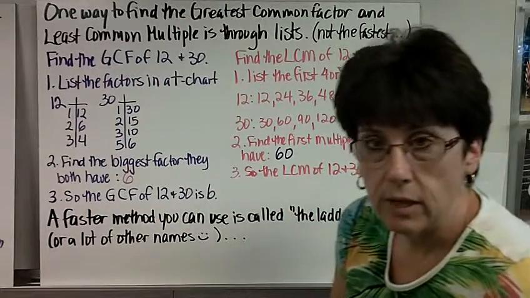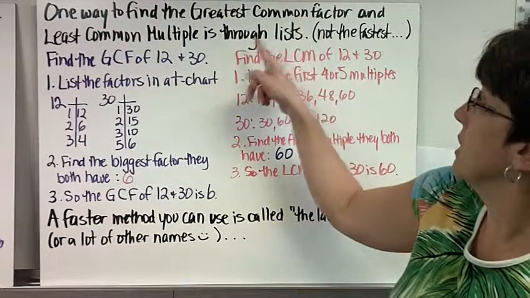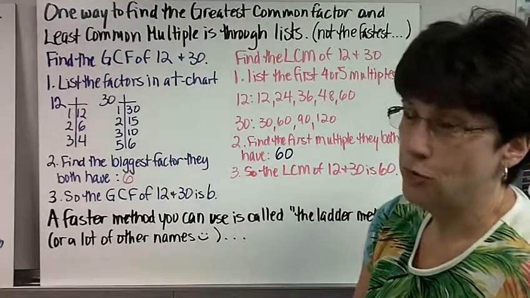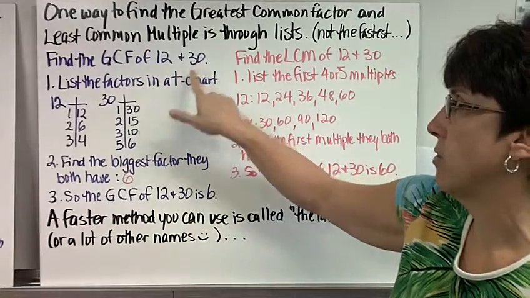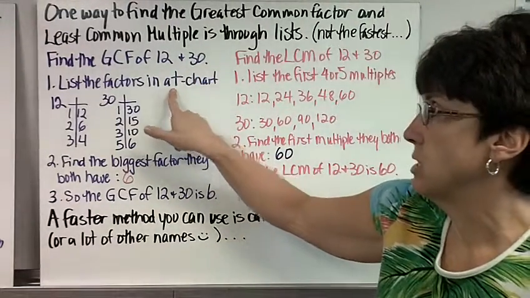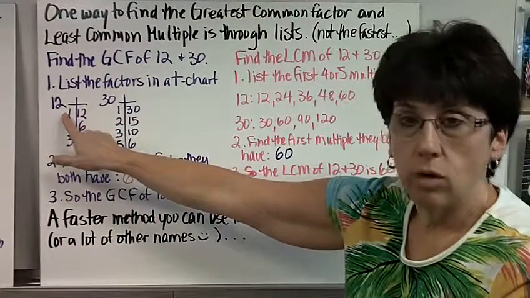There are many ways to find the greatest common factor and least common multiple. One way is through lists, although it's not the fastest. And then I'll show you another way. So let's find the greatest common factor of 12 and 30. I find it most efficient to list the factors in a T-chart. So here's 12. I make a little T-chart and I start with 1.